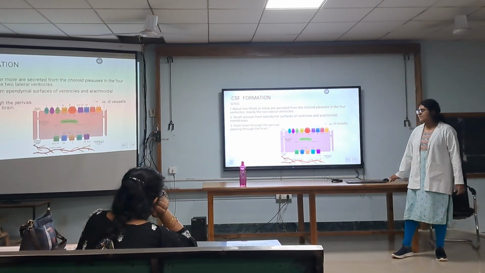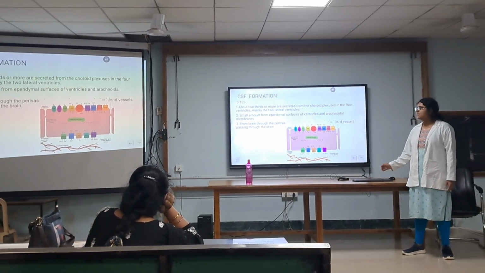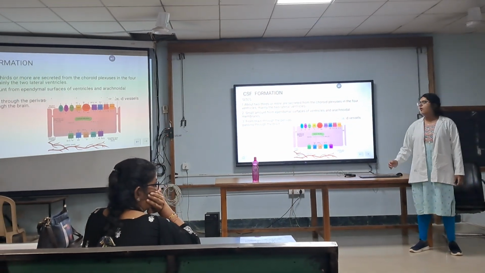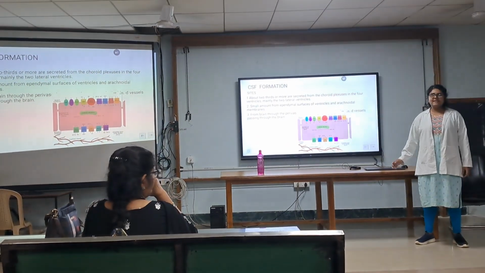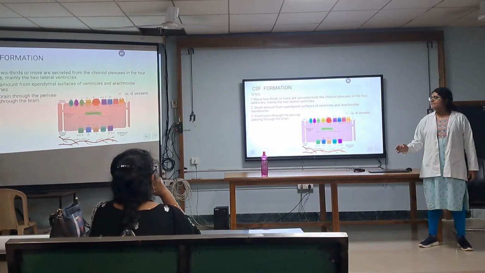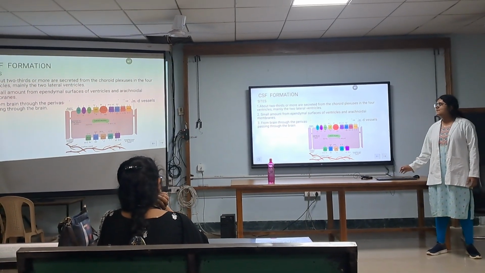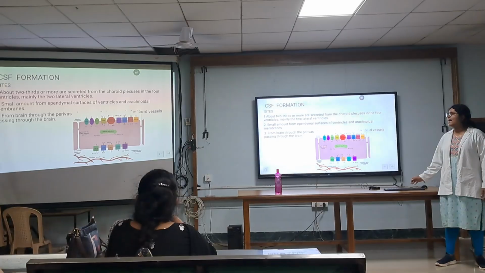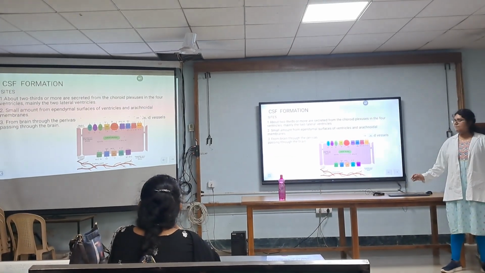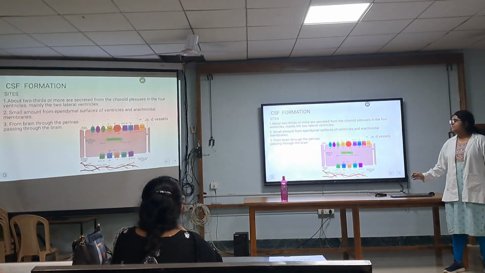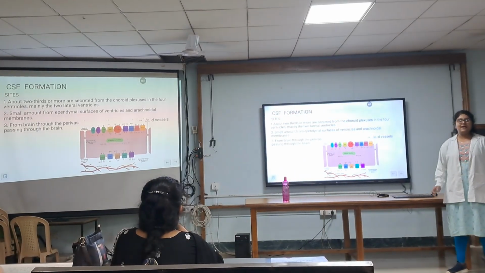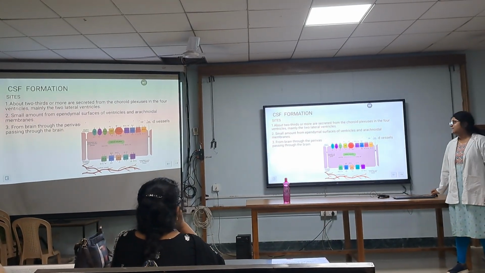The CSF is mostly formed in the choroid plexuses of all the four ventricles, mainly the two lateral ventricles, a smaller amount from the ependymal surfaces of the ventricles and arachnoidal membranes, and a very little amount from the perivascular spaces of the blood vessels that come from the brain.